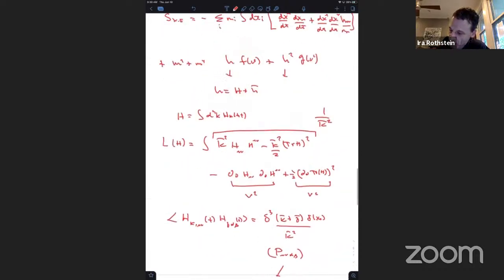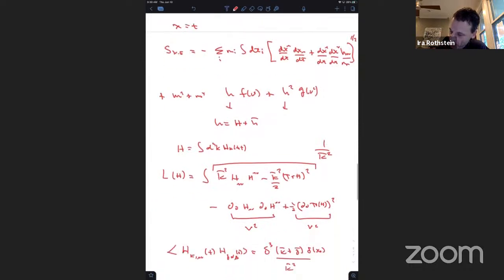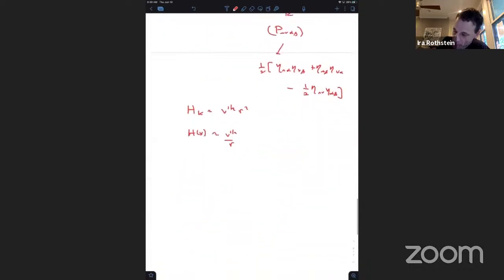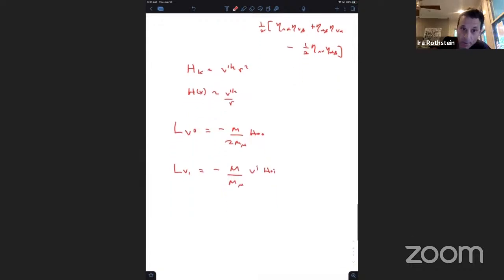Because I didn't write out the exact form of these f's, I'm going to tell you what they are now. So if we look at v to the 0, there's a term that goes like minus m over 2 m Planck h00. At order v to the 1, minus m over m Planck v^i h0i. And at order v squared, I'm not going to go any higher, is minus m, because this is where the first non-trivial thing shows up.